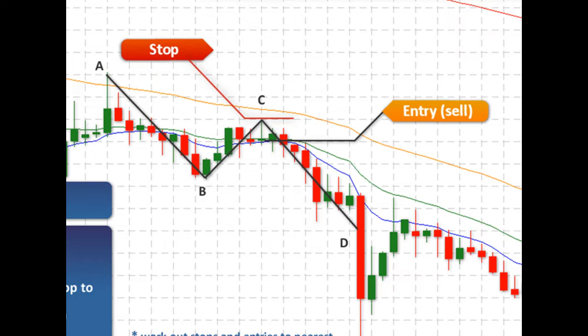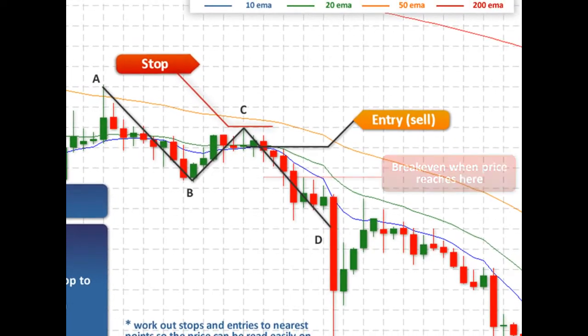What price would you wait for to move your stop to break even? Now you know that the break even point is at the 1-to-1 risk reward. So you look at the distance between the entry and the stop, and that many pips in profit is where you are going to move your stop to break even. So the 1-to-1 risk reward is here.